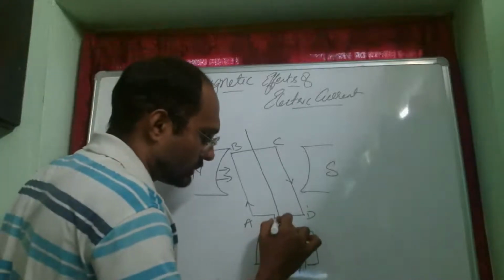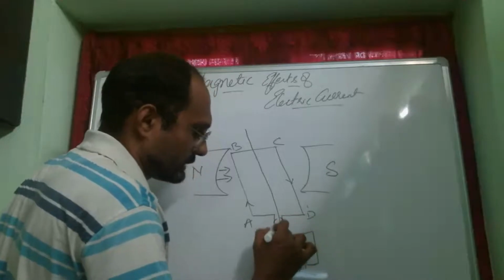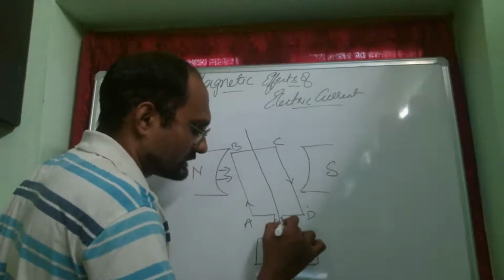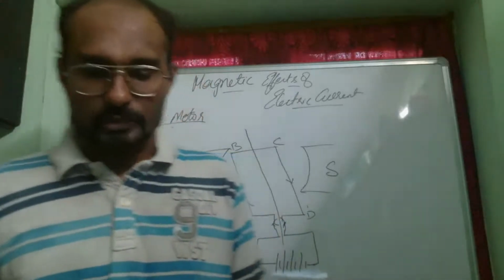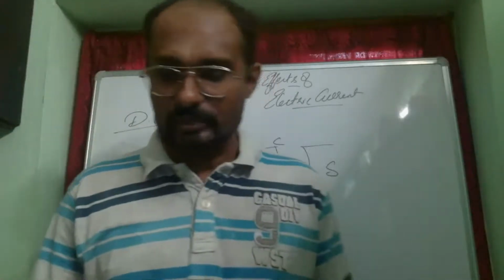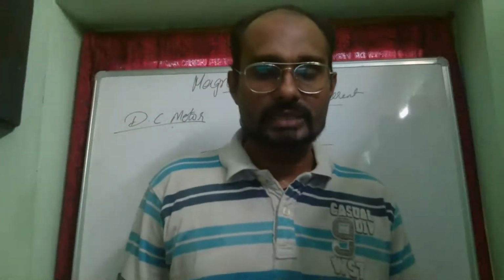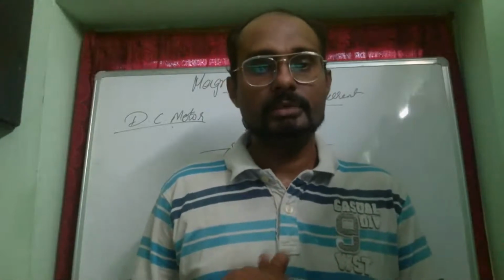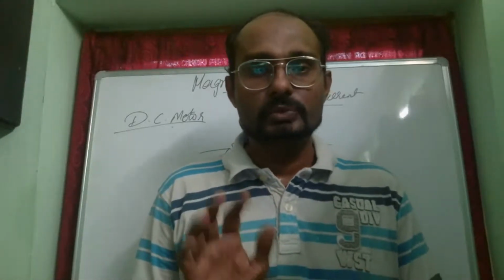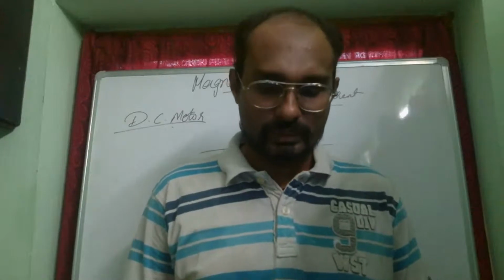For that, we have split rings. This pair of split rings is actually behaving like a commutator. What is a commutator? A commutator is that device which changes the direction of current. Remember, a commutator is a device which changes the direction of current.